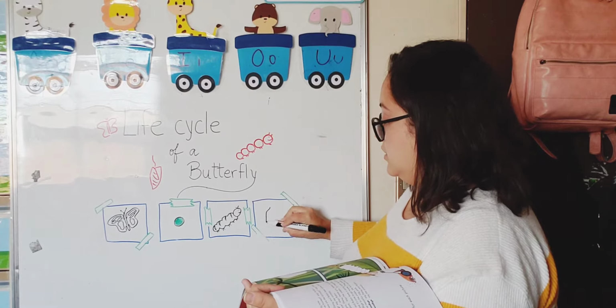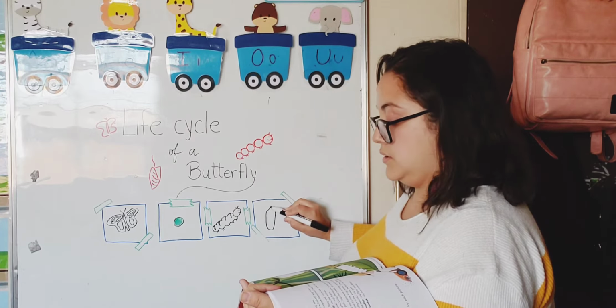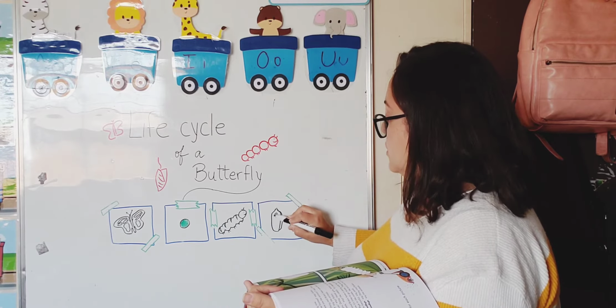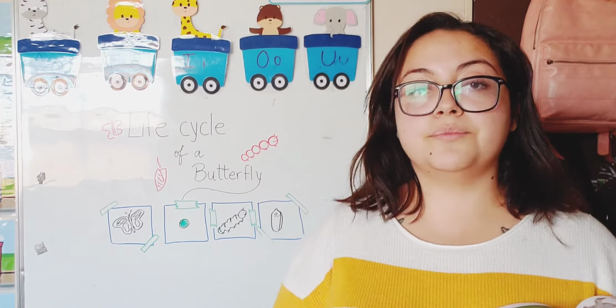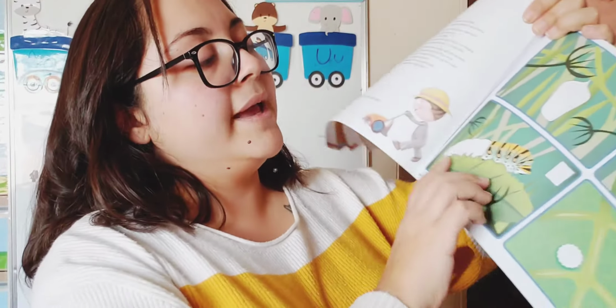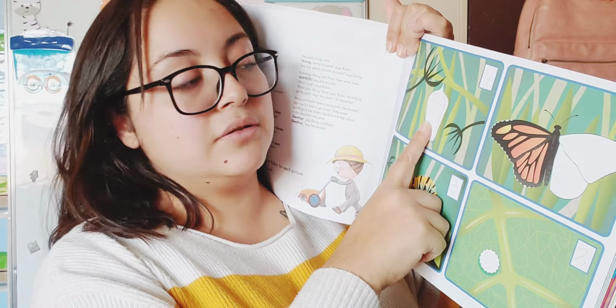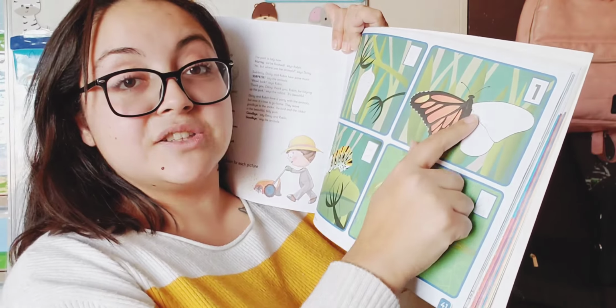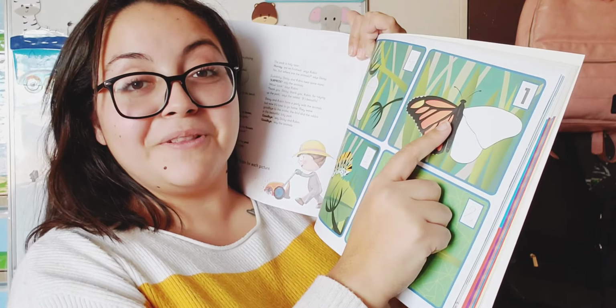What you can do now is color the cocoon. And what happens next when the caterpillar is in the cocoon? It turns into a butterfly. That's why it is called a cycle. Because when we get to the end, we start all over again.